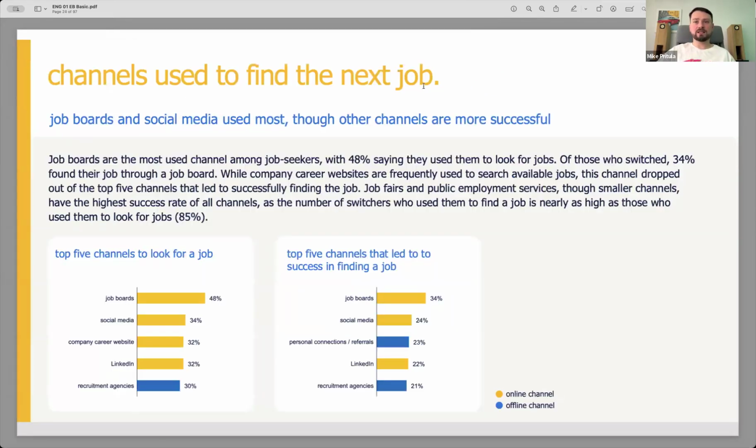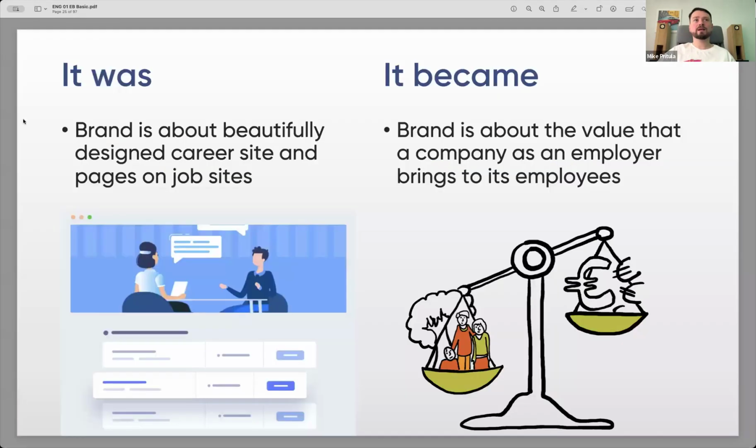Channels used to find the next job. It's again Randstad. Top 5 channels to look for a job: job boards, social media, company career website, LinkedIn, and recruitment agencies. So these first 4, you may manage and build a strong employer brand to attract more and better candidates.